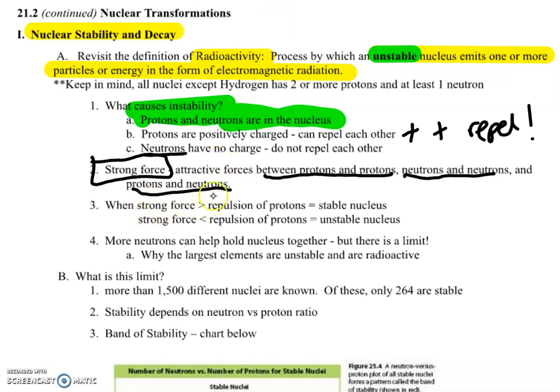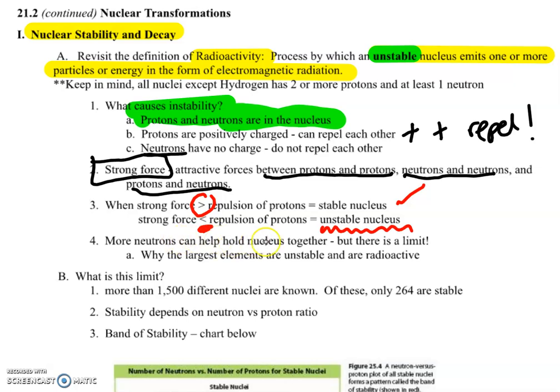So if the strong force is greater than the repulsion force, it's stable. So that means there's more cohesive forces than like the repulsive forces. But when that strong force is less than the repulsive forces, it's unstable. So they will push apart, the protons and neutrons will push apart, and it will emit radiation.